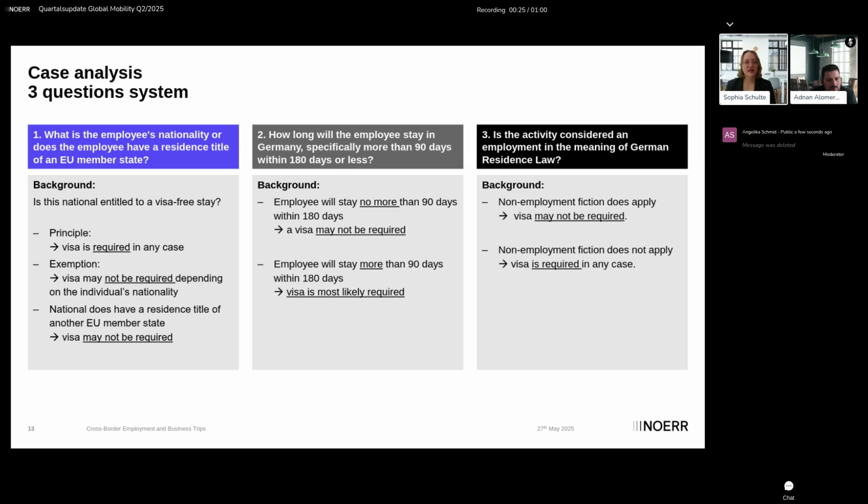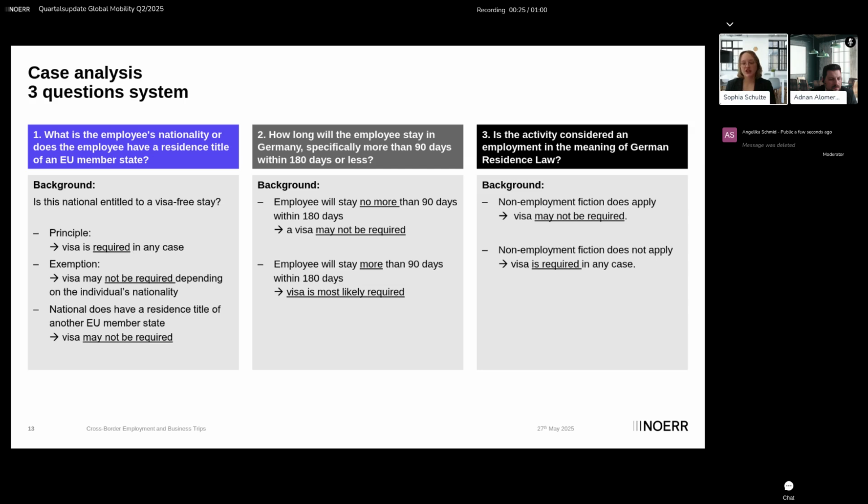If we decided this national does need a visa, there's also the option that he already has a residence title from another EU member state, which can function as a permit to enter Germany as well. So this is then one step you have to take as well. In the cases we will discuss today, none of the employees has such an EU residence title from an EU member state, so we will not be discussing this today.